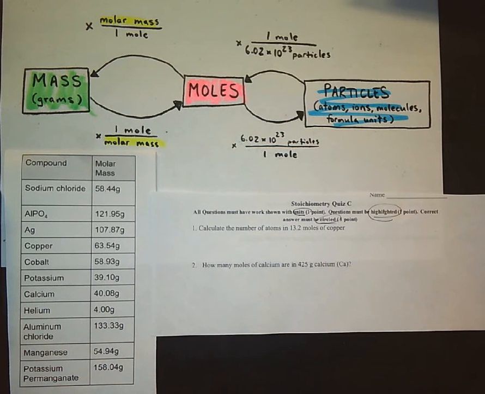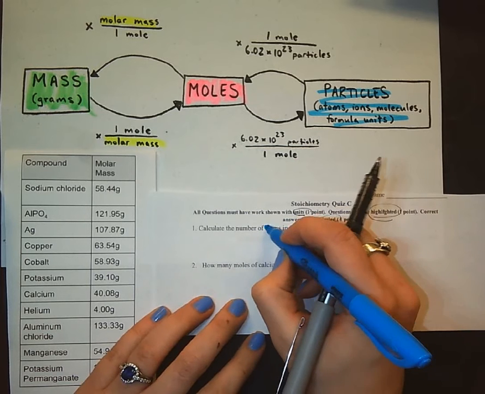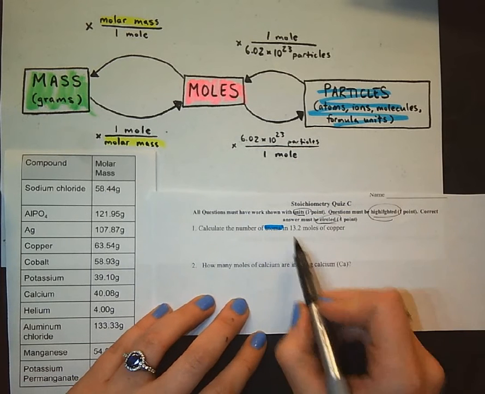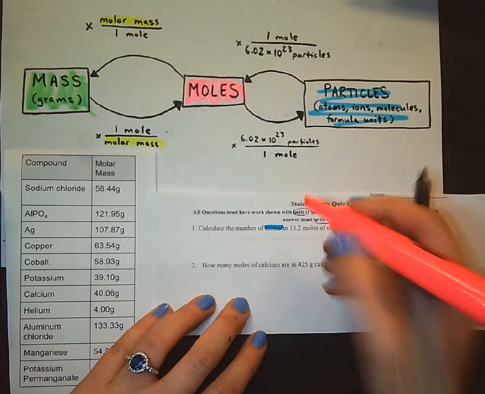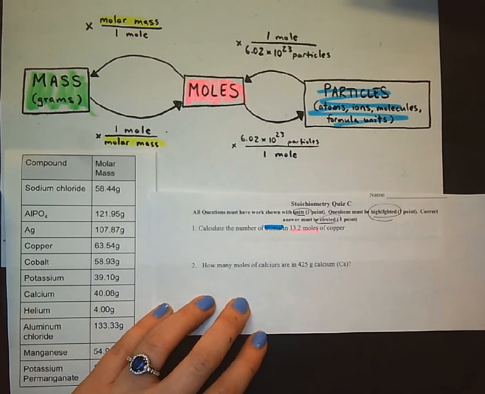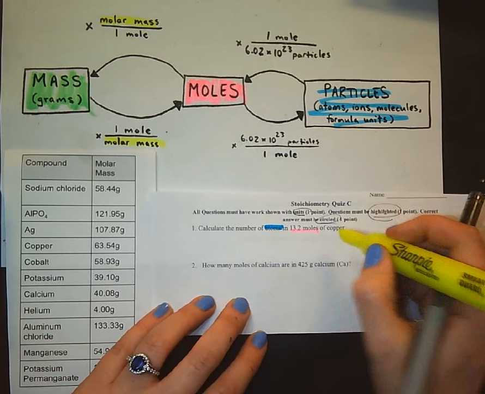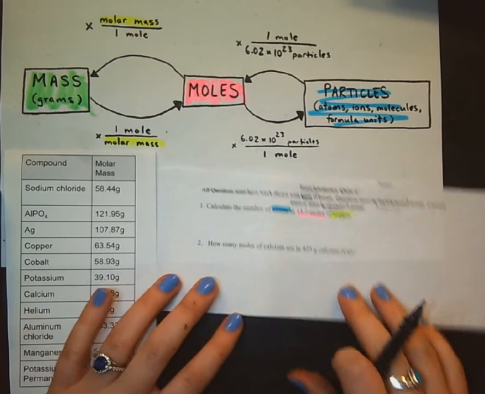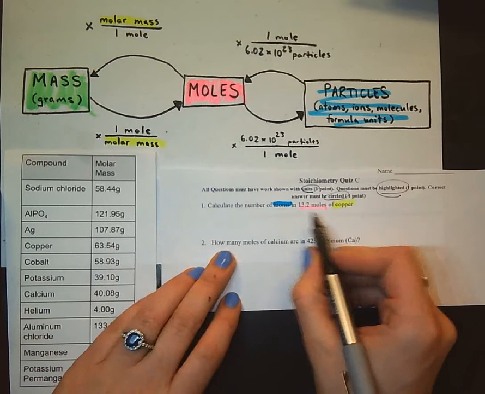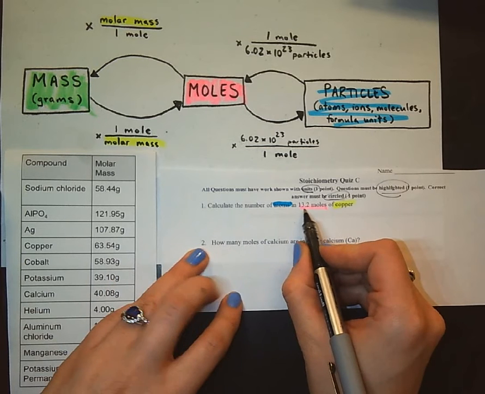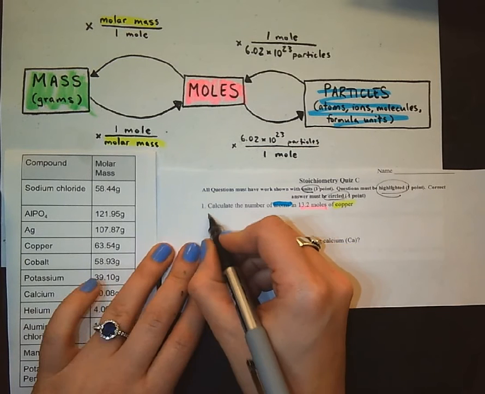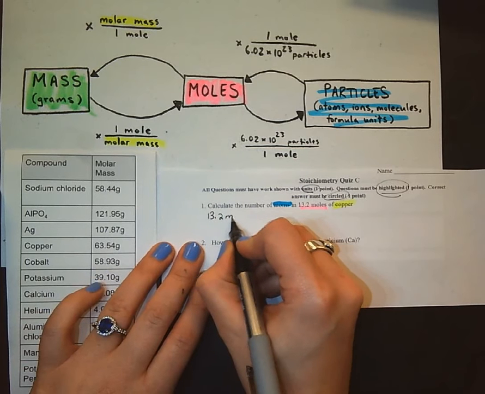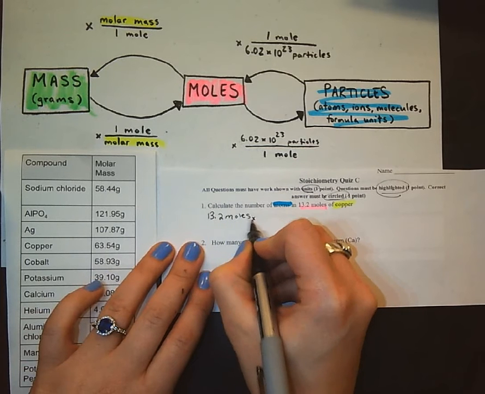So number 1 says calculate the number of atoms. Atoms are particles, so I'm going to highlight that in blue. In 13.2 moles of copper. Okay, so first thing, write down the number that you're starting with. So 13.2 moles. And then go from there.